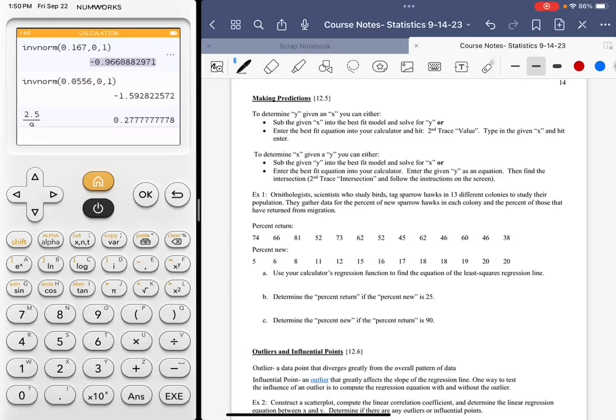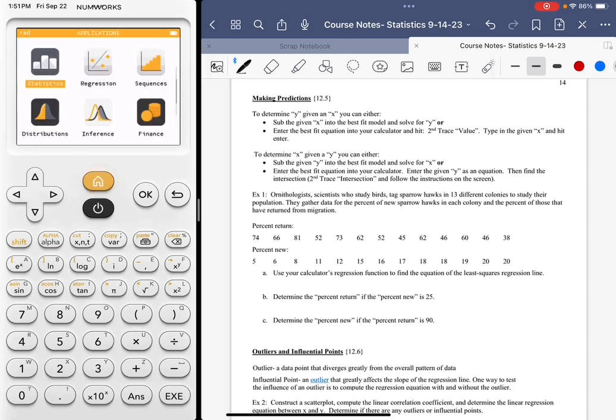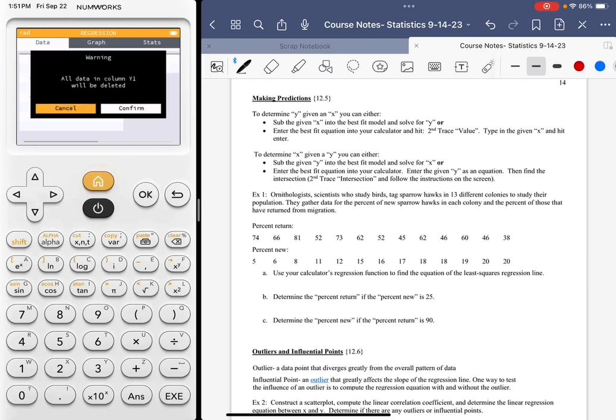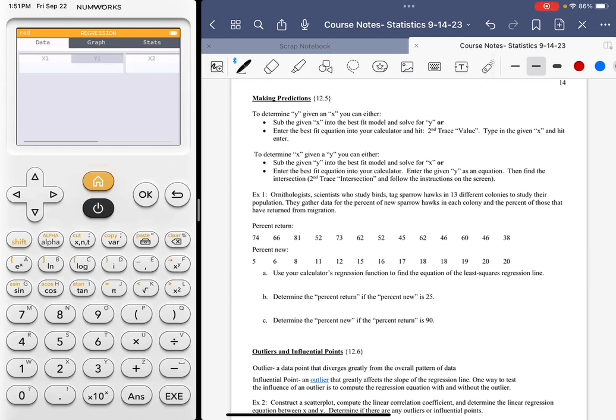All right, so having a look at page 14, we're talking about making predictions. I'm just going to show you how to crank this out in the calculator. So we go into the regression app. I have some data here. Let me wipe it out. It takes a sec, but we've got to type it in.